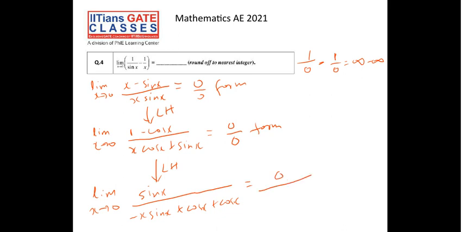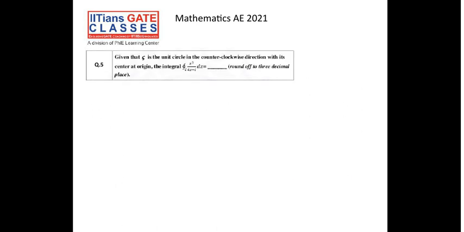So this will give us the value after substituting the limit as sin 0 in the numerator, which gives us 0. In the denominator we get 0 plus 1 plus 1. So the final value is 0. So the correct answer for this is 0. Moving on to the next question.